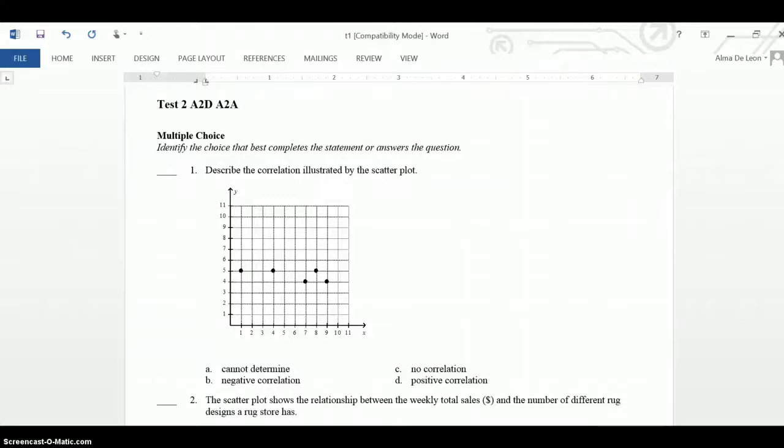Okay guys, so today we're going to go over test 2, which is the test that you took on Monday.